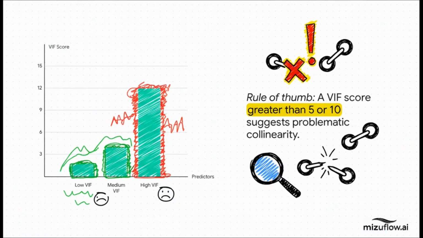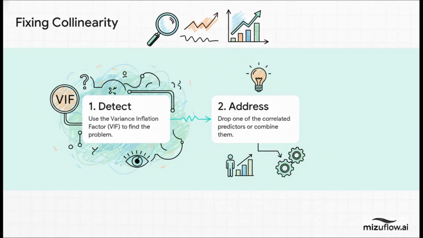Interpreting the VIF score is pretty straightforward. A score of 1 means no correlation. As you can see on this chart, scores around 1.5 or even 4 are generally fine. But a VIF score greater than 5, and especially over 10, that's a major red flag. That high bar at 12 tells you that predictor is highly redundant and its effect is being dangerously distorted by other variables in the model. And the solution is pretty direct. Once you've detected the problem using VIF, you've got two main options. You can either remove one of the highly correlated variables, or you can get a little creative and combine them into a single, more representative predictor.